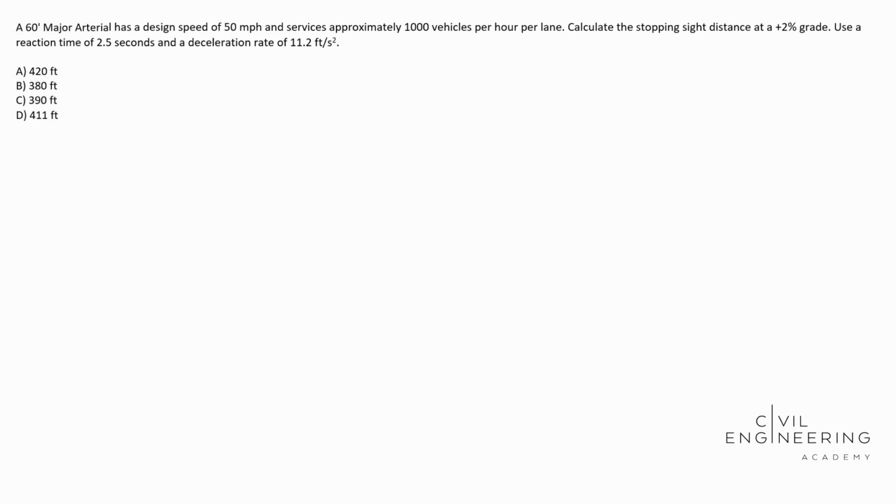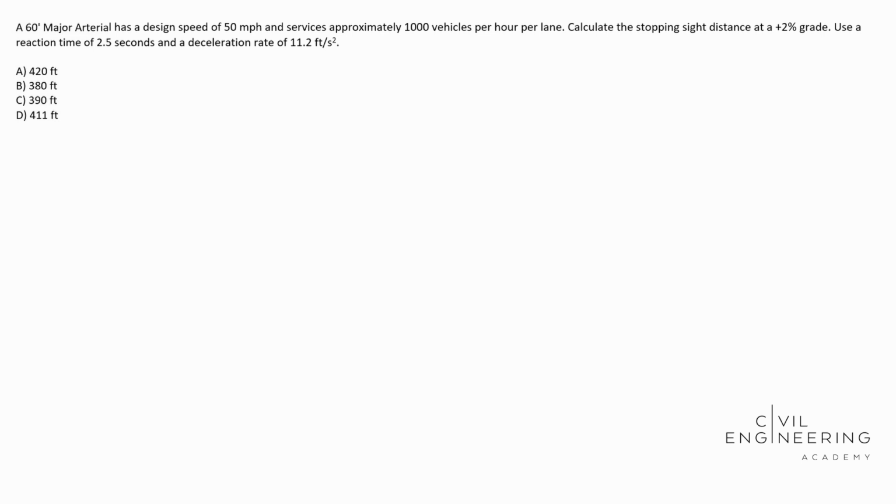So today we have a vertical design problem, and in particular, we're going to be talking about some stopping sight distance. So here's what the question says. A 60-foot major arterial has a design speed of 50 miles per hour and services approximately 1,000 vehicles per hour per lane. Calculate the stopping sight distance at a positive 2% grade. Use the reaction time of 2.5 seconds and a deceleration rate of 11.2 feet per second squared. And then we see our four options there available in feet.